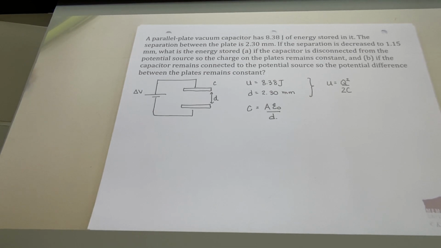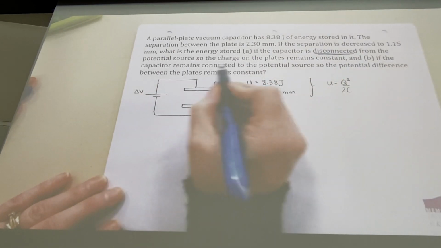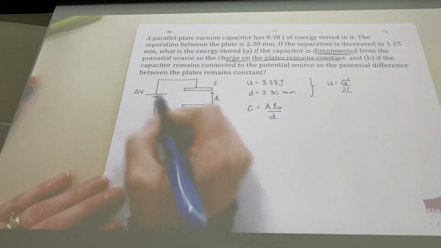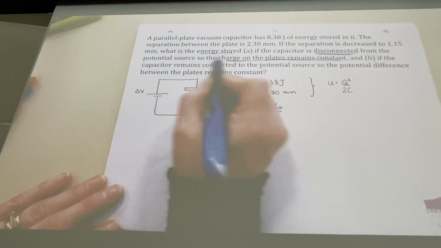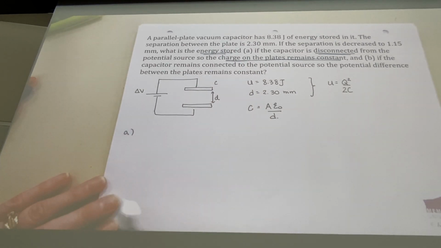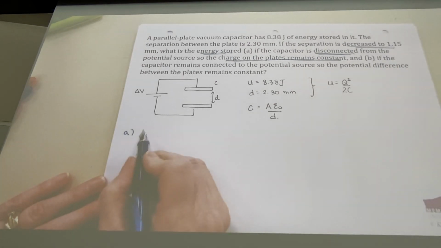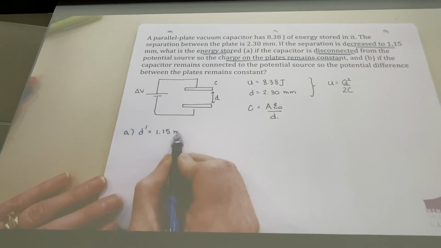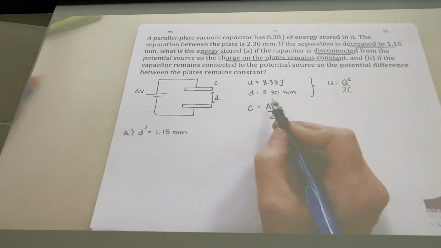Let's go to part A. Part A says we disconnect the capacitor from the battery so that the charge on the plates remains constant. So if you take the battery off, charge can't flow anymore. Charge has to be the same. And what happens to the energy storage? So part A, and we've decreased the separation to 1.15 millimeters. So for part A, our new plate separation D primed is 1.15 millimeters. Right off the bat, I noticed that 1.15 is half of 2.3.